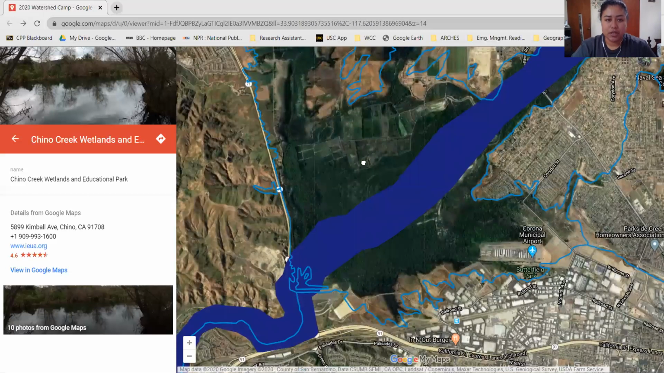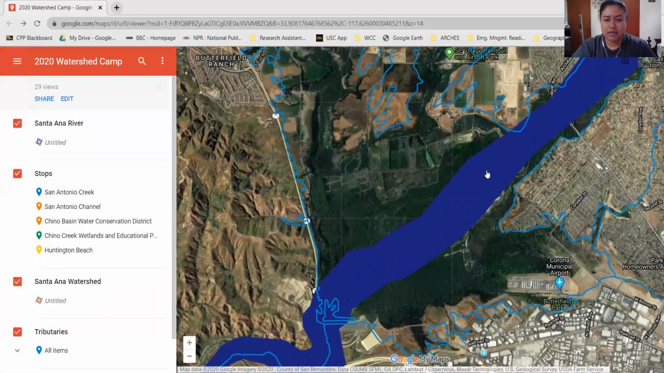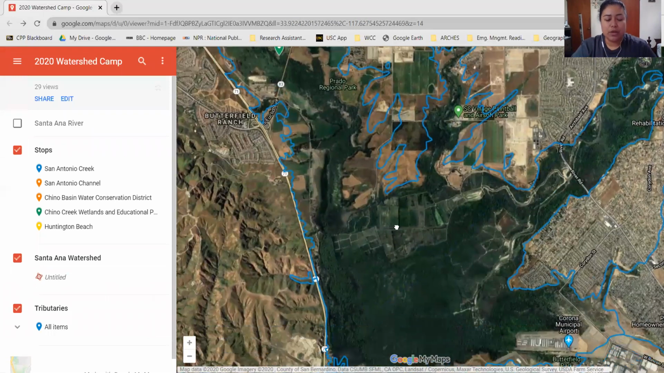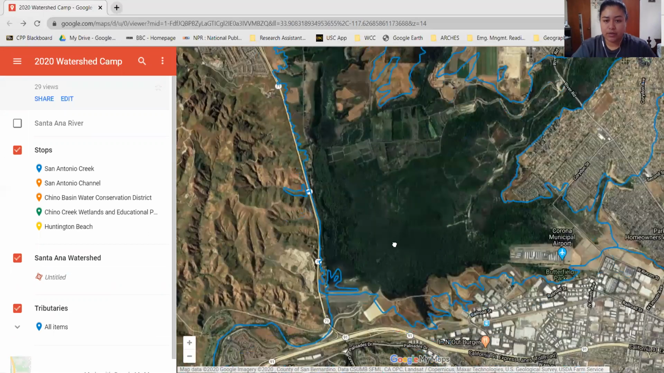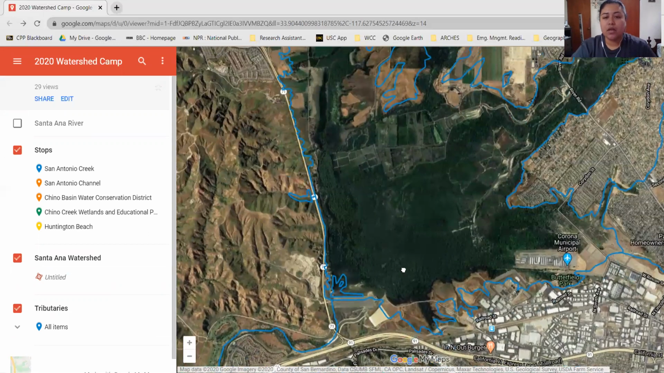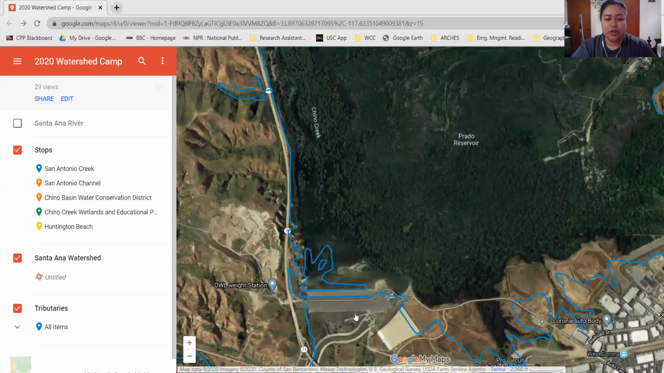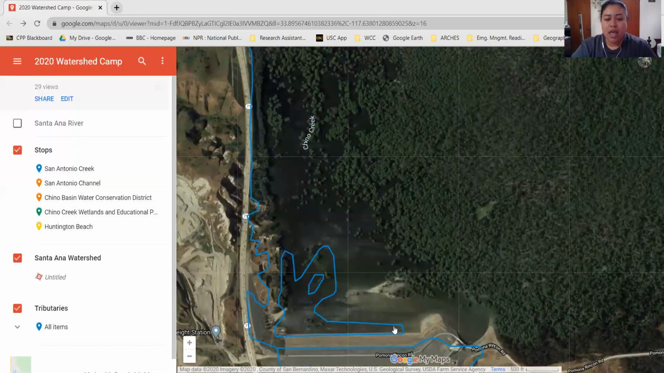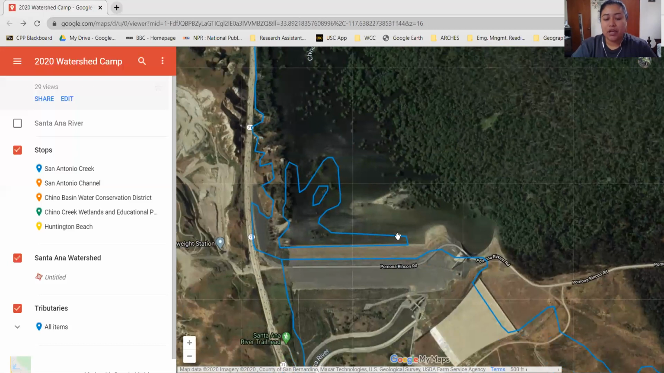And what I'm going to be doing is turning off this layer right here, which is the layer that represents the Santa Ana River. So I'm going to turn that off right now so that we can see. This is, again, the Chino Creek Wetlands and Education Preserve. It's very important. There's a lot of water here, and there are a lot of plants and a lot of animals that rely on this area to survive. And I'm going to show you here the Prado Dam. This is an earthen dam that keeps this water here and is actually here for flood control.